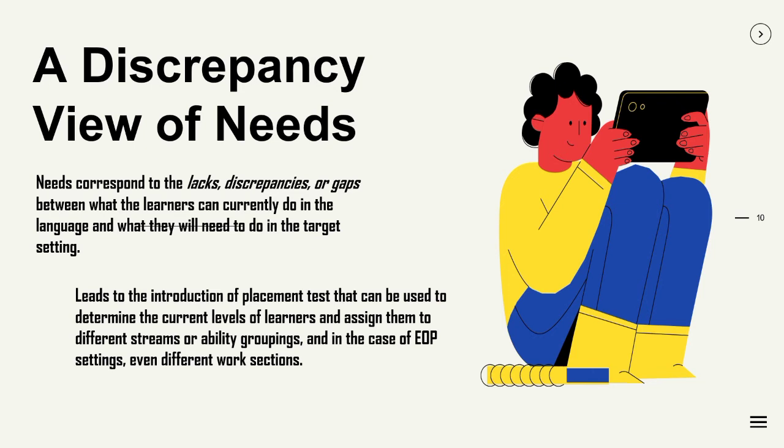In both EAP and EOP settings, a discrepancy view of needs leads to the introduction of placement tests that can be used to determine the current levels of learners and assign them to different streams or ability groupings, and maybe in an EOP setting, of course, also to different work settings or different work sections.